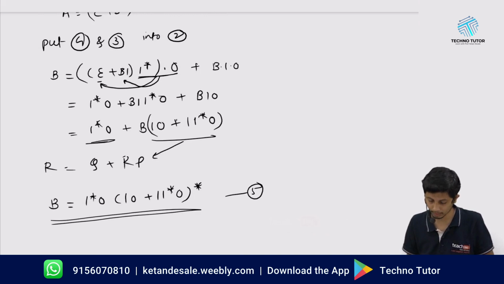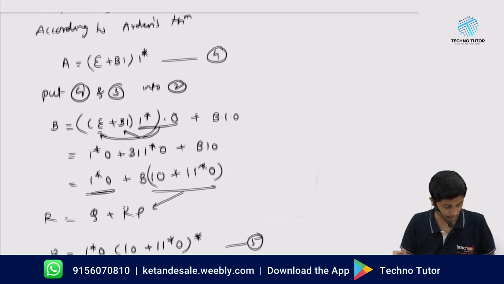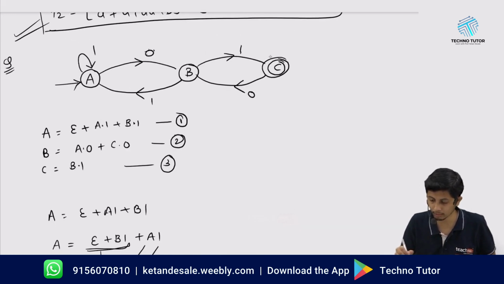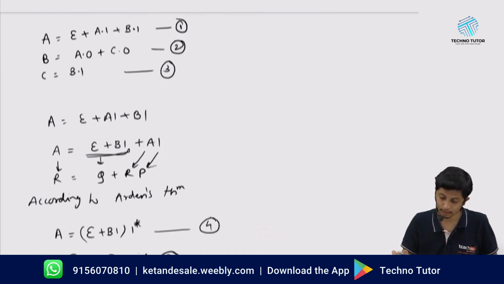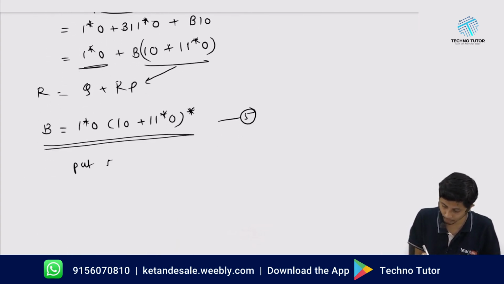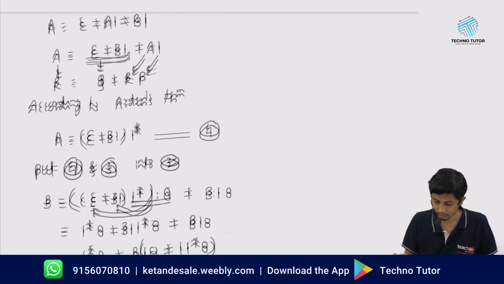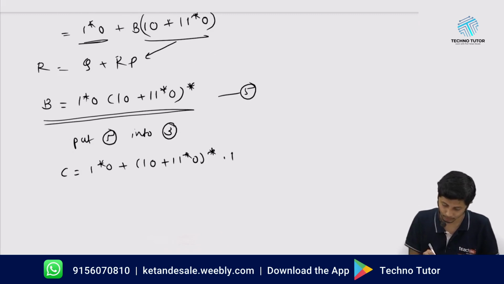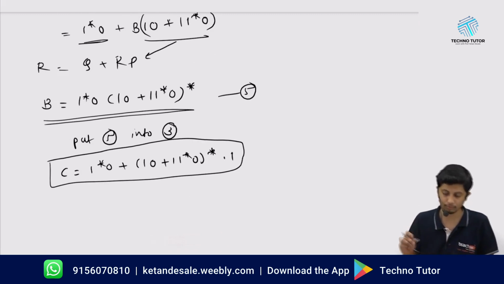Okay, so this is how you can go on solving one by one every equation. And if you put this into C, now just focus what we want. C is our important because it is final state. So we will put this value into equation 3. So we will put 5 into 3, and so we will get the value of C. C is what? B dot 1. So B's value 1 star 0 plus this 1 0 1 1 star 0 dot 1. Okay, so this is our final answer for C.